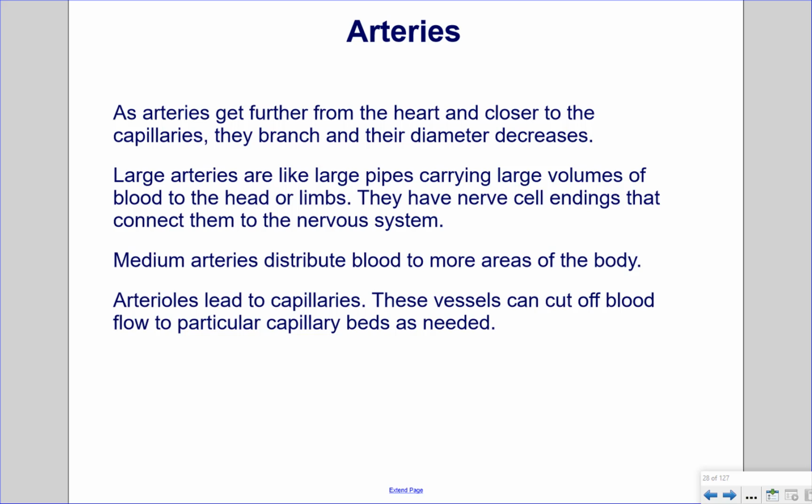As arteries get further from the heart and closer to the capillaries, they branch off and their diameter decreases. Large arteries are like large pipes carrying large volumes of blood to the head or limbs. They have nerve cell endings that connect them to the nervous system. Medium arteries distribute blood to more areas of the body. Arterioles lead to capillaries. These vessels can cut off blood flow to particular capillary beds as needed. For example, when you're cold, your fingers and toes tend to get cold first because the blood flow is being cut off from those areas and diverted to the more important areas that need to be kept warm: the internal organs in the abdominal cavity, as well as the brain.